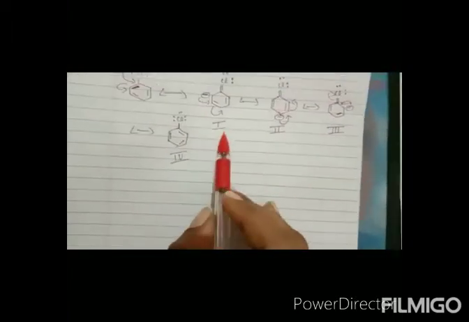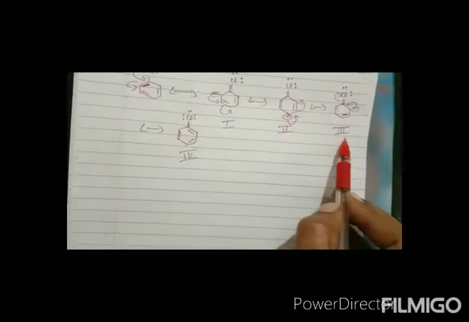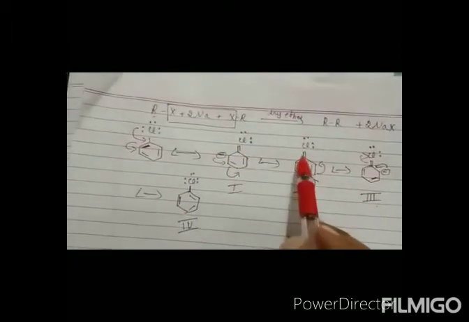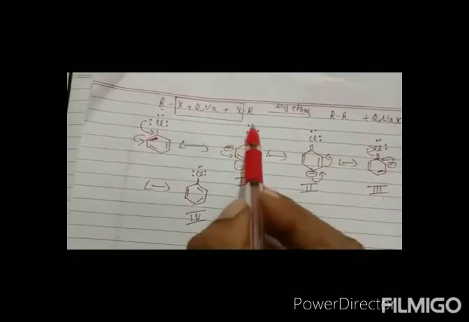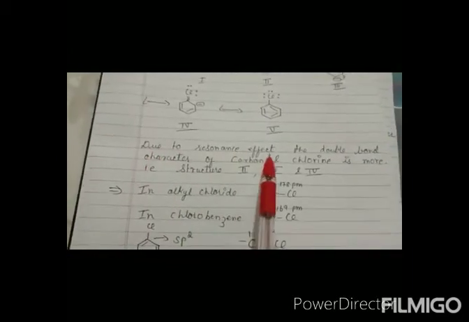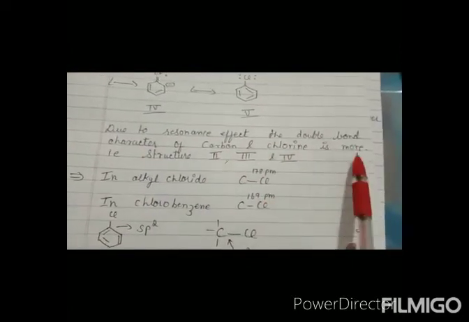Now when you focus over here, in this case, the first, second and the third one, right? Over here, they have the double bond with carbon and chlorine. So more number of the double bond is there in the resonance structure. So what happens here? Yes, we come back over here. Now what happens over here? Due to resonance effect, the double bond character of carbon and chlorine is more.